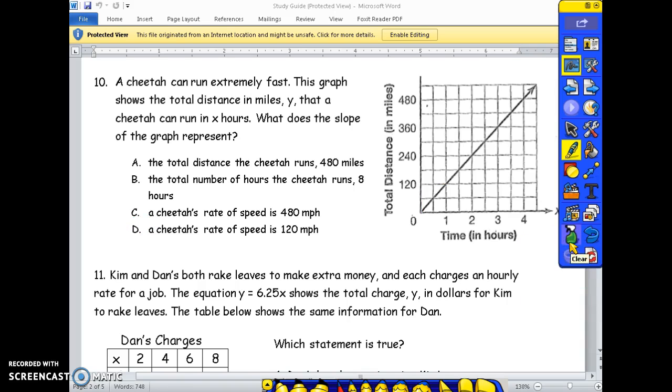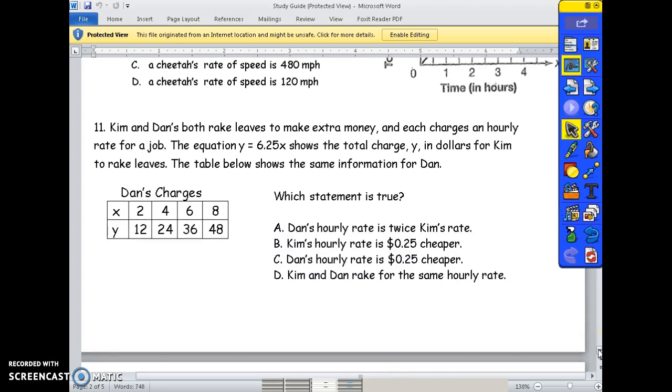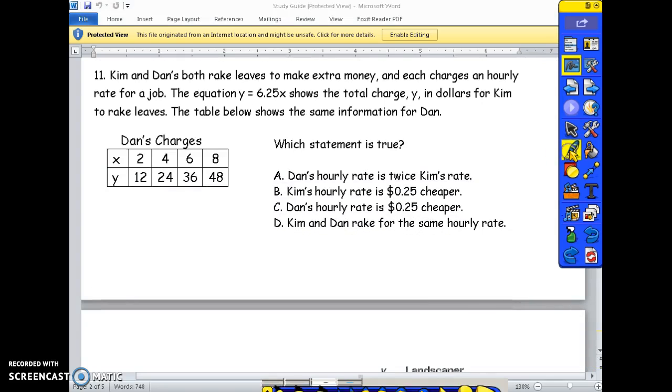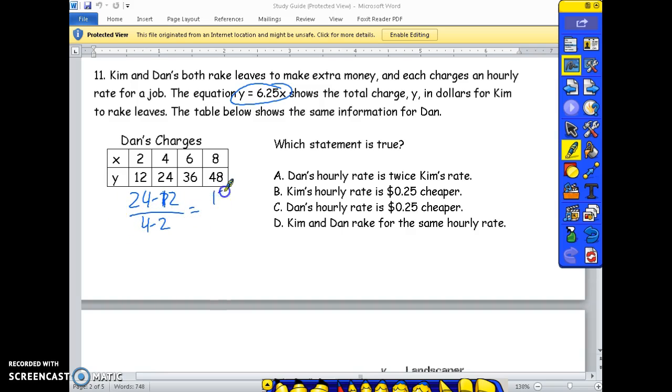Kim and Dan both rake leaves to make extra money, and each charges an hourly rate. Kim's equation is y equals $6.25x, so she charges $6.25 per hour. Dan charges 24 minus 12 over 4 minus 2. 24 minus 12 is 12. 4 minus 2 is 2. So that is $6 per hour.